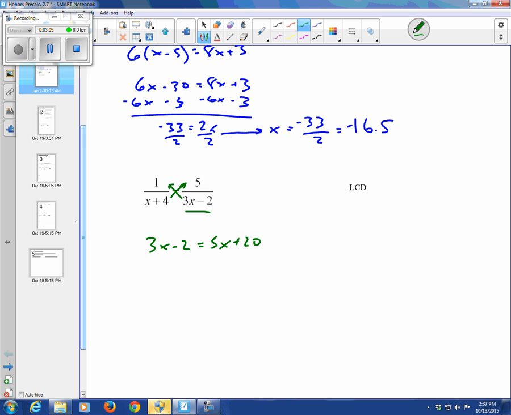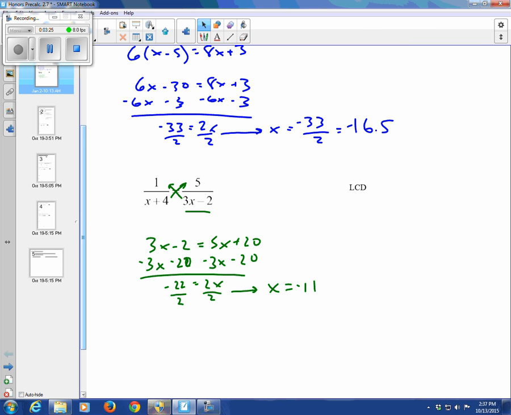And again, right here we could just solve for x by bringing all the x terms to one side, so subtract 3x from both sides, and bringing the constants to the other. Oops, it's going to be 20. And then right here we would get negative 22 equals 2x, divide by 2, and we can say that x is going to equal negative 11.